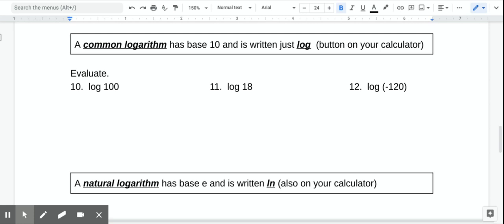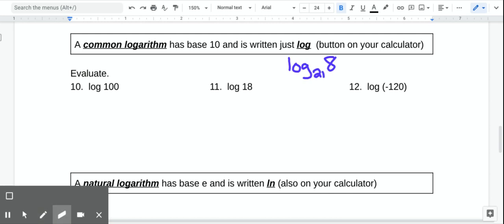Now, there are two special types of logarithms that I want to talk about. A common logarithm has base 10, and we write it just plain old log. If it's got any base other than 10, we have to write it down, so log base 2 of 8 or whatever, or log base 21 or something like that. But if you don't see that, if it just says log, then you assume that it is base 10.